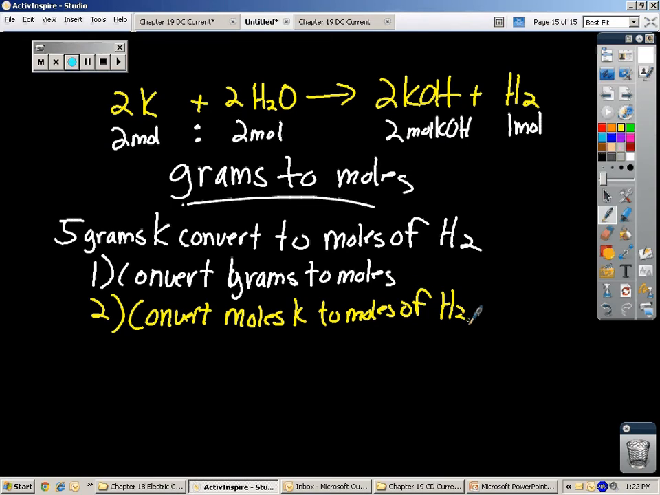Now, since we're doing conversions, we should always do our very first thing that we always do, which is just write down what's given and set up dimensional analysis. So let's do that. You're going to start off with 5 grams of potassium.